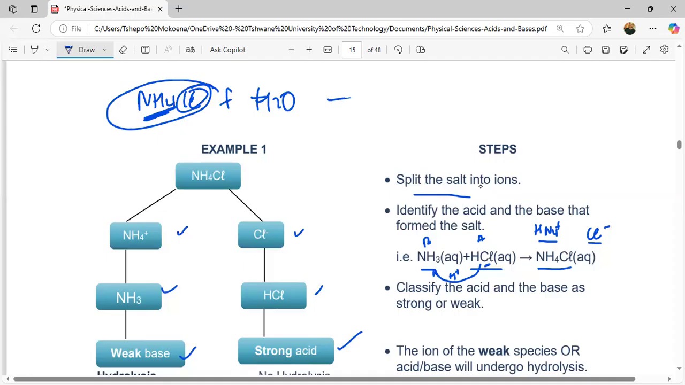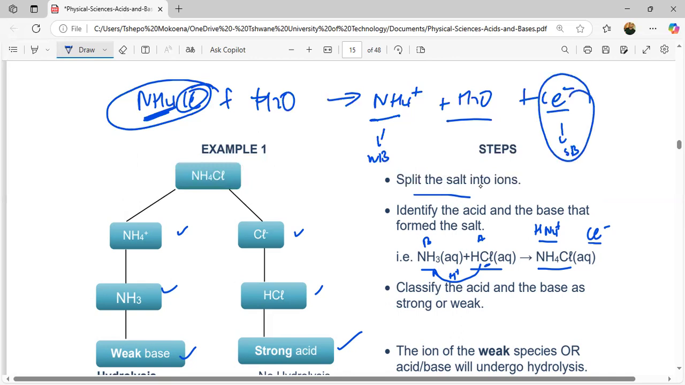So that means NH4 plus ion is the one that is actually going to react with water. And Cl minus ion won't. You know why? Because this guy is from a weak base. This guy is from a strong base. So this guy won't undergo hydrolysis. This guy won't react with water. Only this guy will be reacting with water because he is from a weak base.